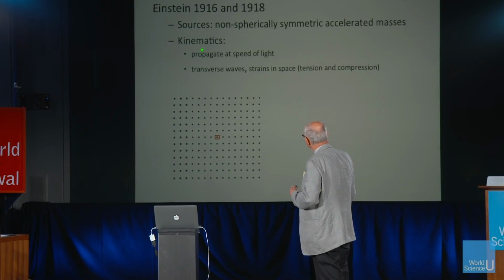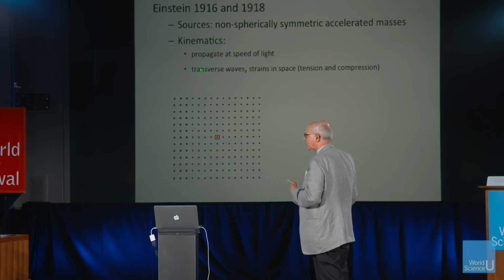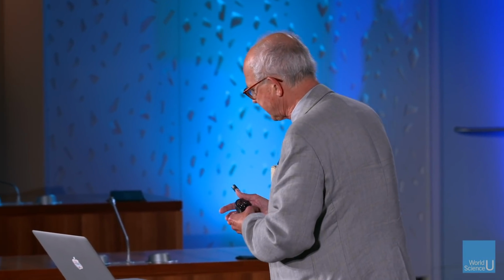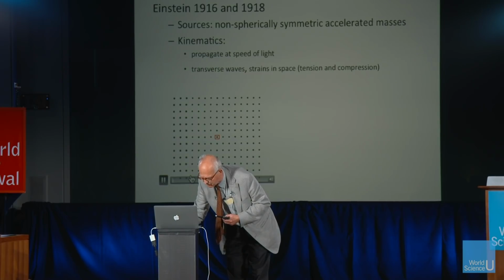What he described completely properly already in that paper was that these waves propagate at the speed of light, and they are transverse waves. I'll show you an example of that in a second in this picture right here. They are strains in space, as you'll see. They are both tension and compression. What you're going to see in this picture, which I'll show in a minute, is a wave that's coming at you or going away from you. And as you'll see, it has a very special property. That's why they had to move the computer, so I could initiate this little motion for you.